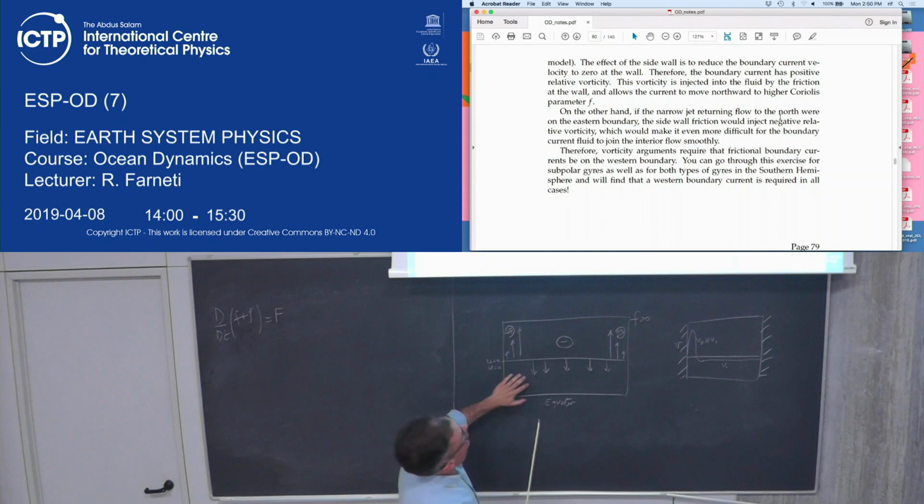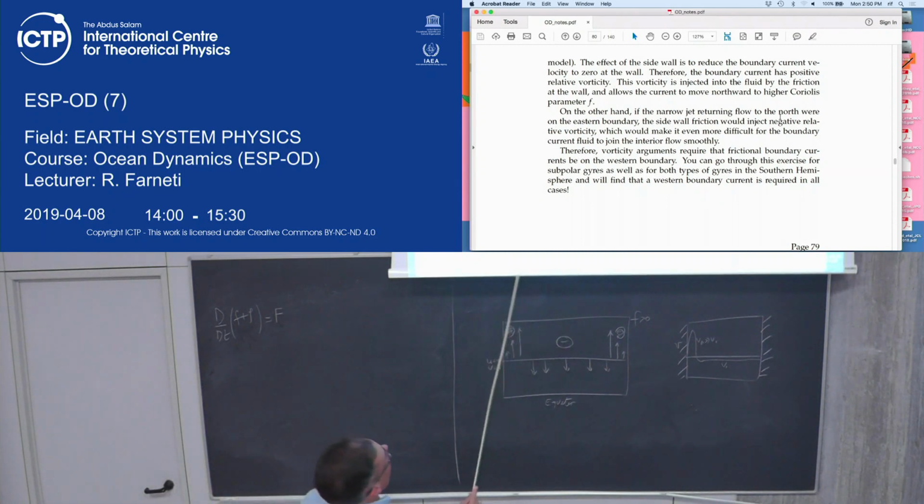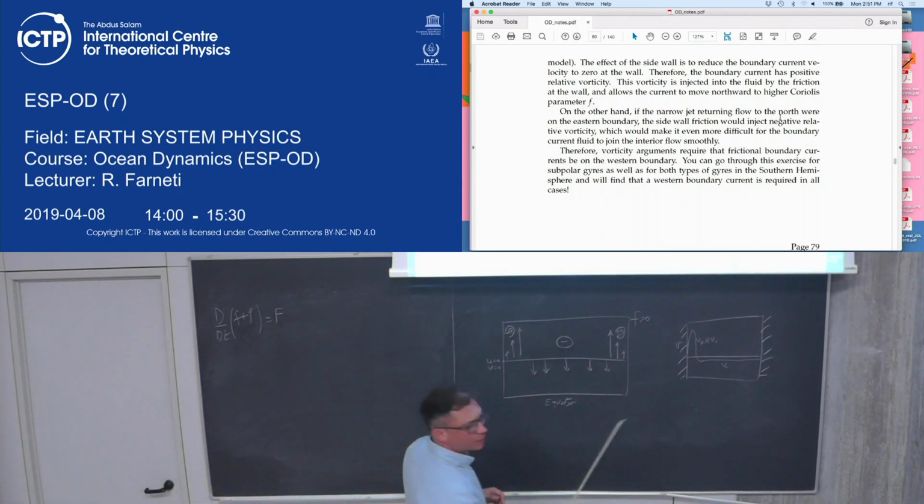You can do the same exercise, and it would be nice if you do it, because last year it was an exam question. You can go through the same exercise for a subpolar gyre, for example, so it changes. Instead of having a negative input of vorticity, you have a positive input of vorticity. And you can go in the southern hemisphere, okay? Have an anticyclonic wind stress in the southern hemisphere. How do you balance that input or removal of vorticity?